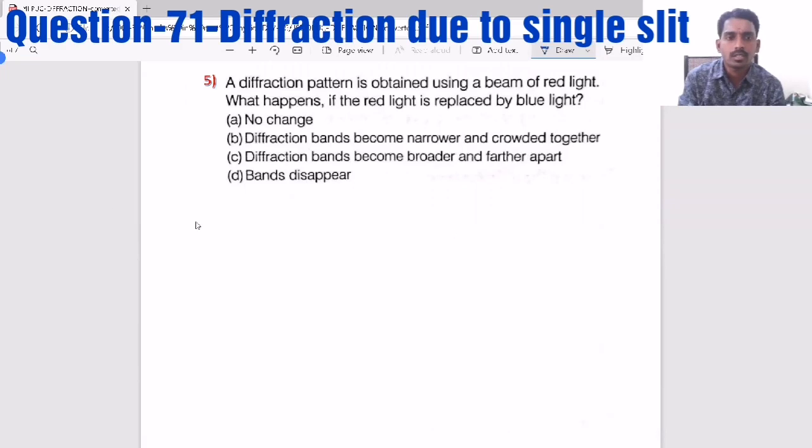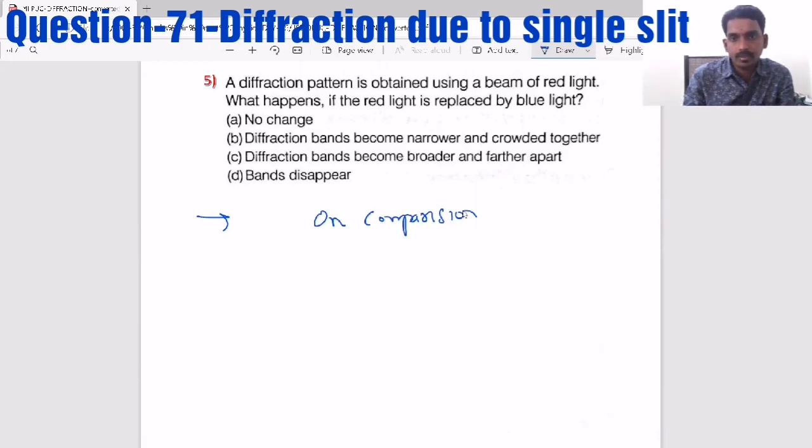Now one last and final question. A diffraction pattern is obtained using a beam of red light. What happens if the red light is replaced by blue light? See, on comparison, the wavelength of red light is greater than wavelength of blue light. Now bands become narrower and crowded together.